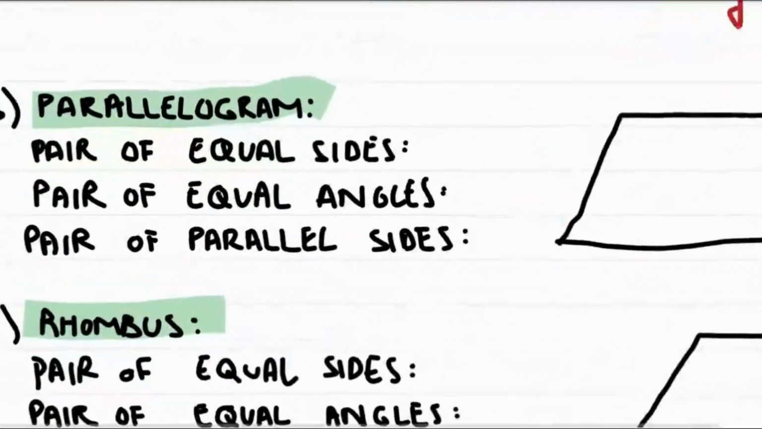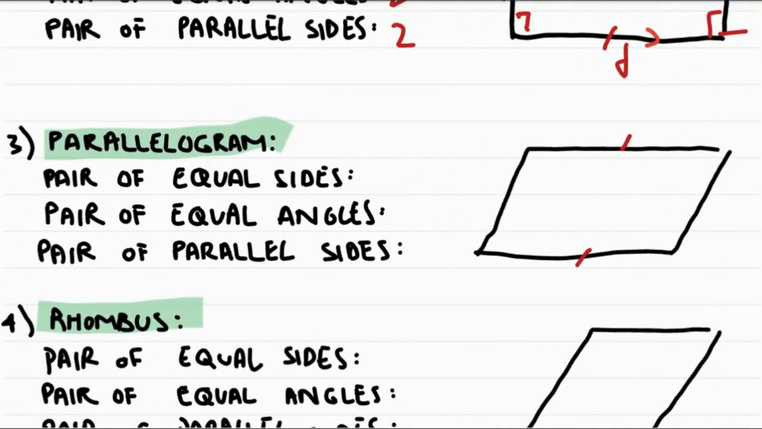Okay, now let's look at the parallelogram. It's going to have this side and this side, A, B, C and D. Side A and side C are going to be equal in terms of length, and D and B are going to be the same in terms of length as well. So that gives us two pairs of equal sides, and a pair of equal angles, right?